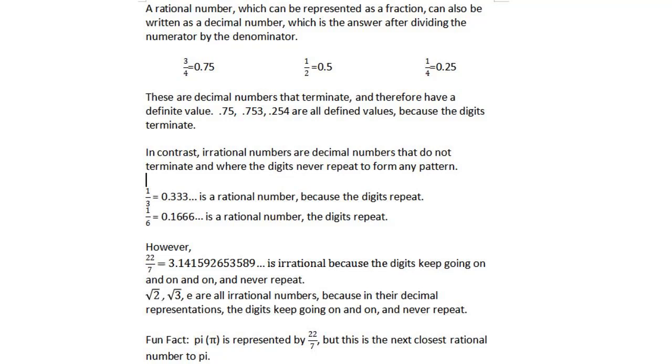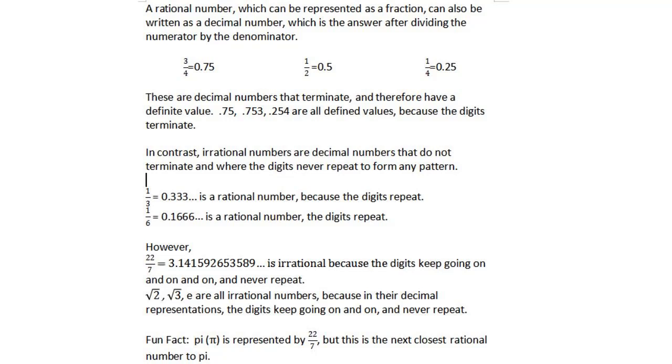3 over 4 is equal to 0.75. 1 over 2 is equal to 0.5. 1 over 4 is equal to 0.25. These are decimal numbers that terminate, and therefore have a definite value. 0.75, 0.753, 0.254 are all definite values, because the digits terminate.